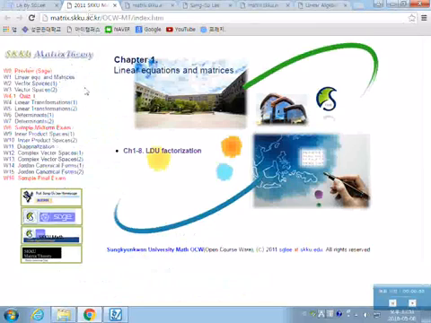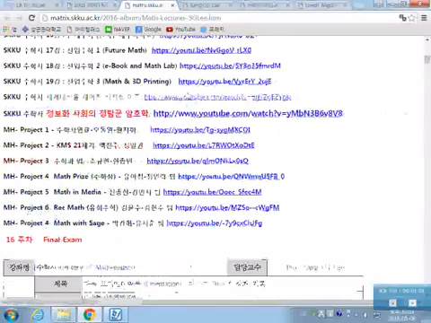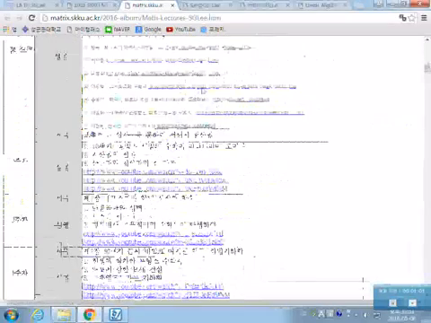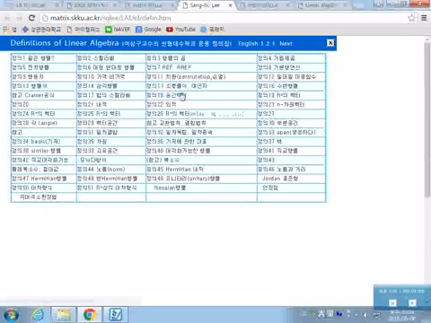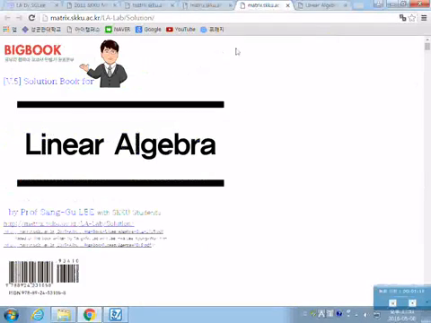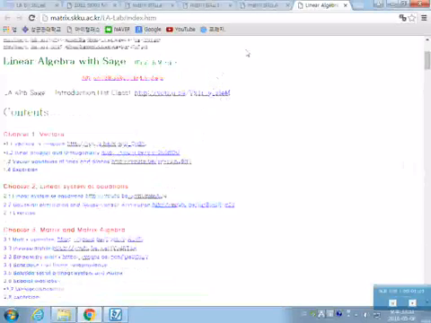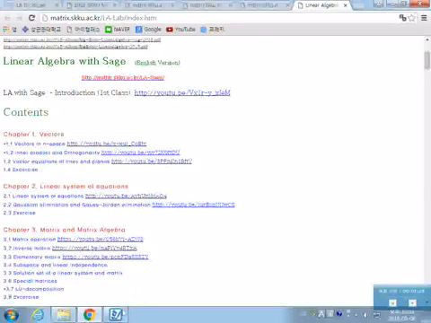And also here is some matrix theory, and here is other material about linear algebra written in Korean. And here are many definitions about linear algebra, also written in Korean and English. And also here is a big book of exercises of linear algebra, and here is the similar English version of the big book.